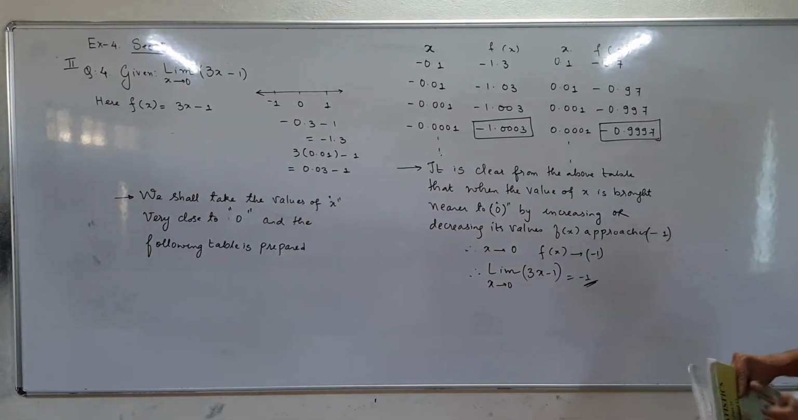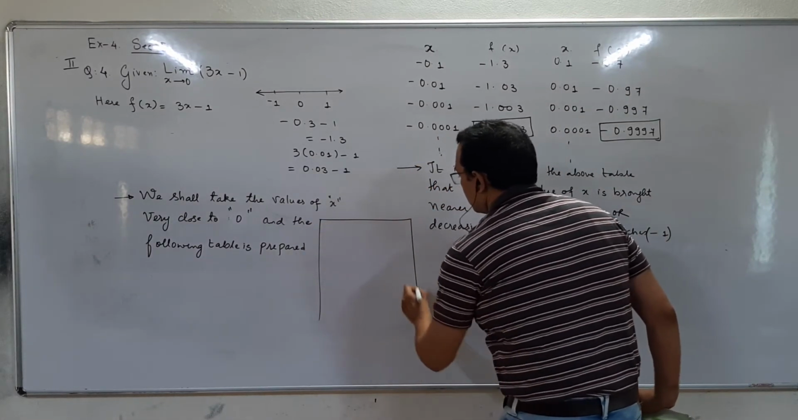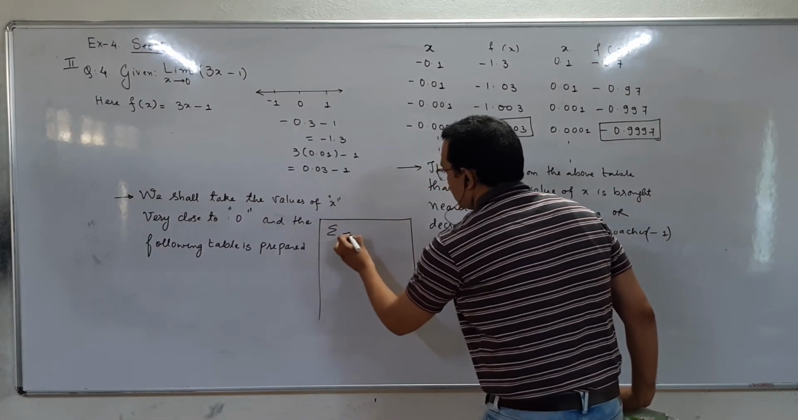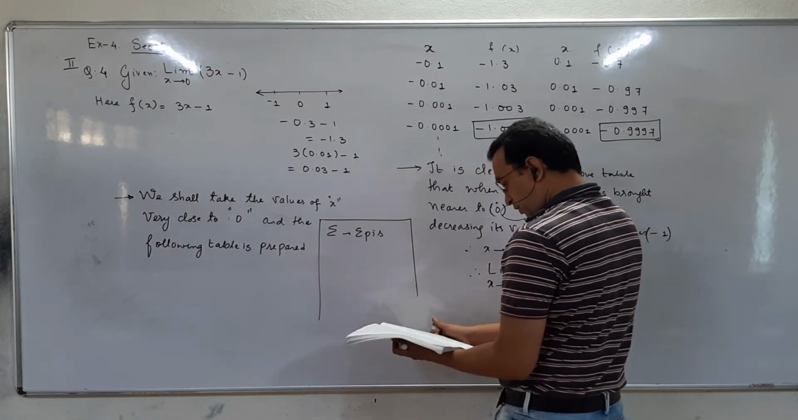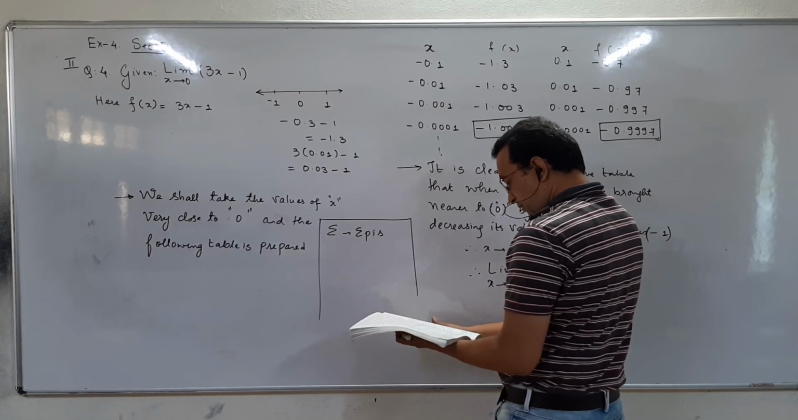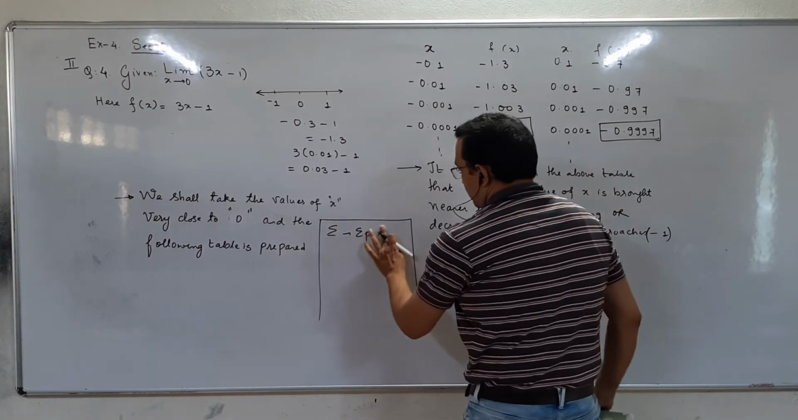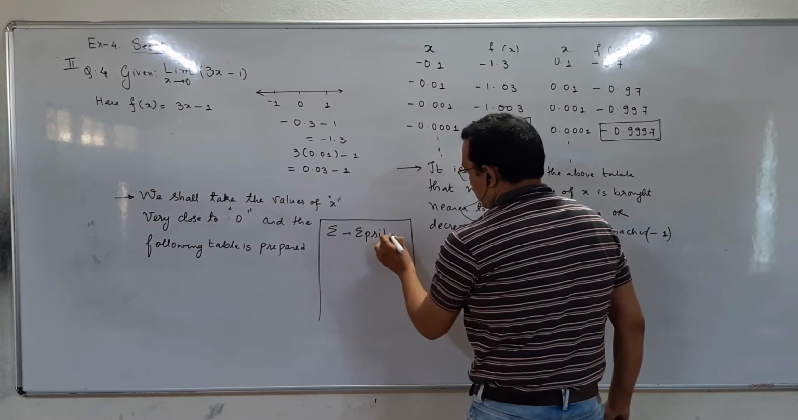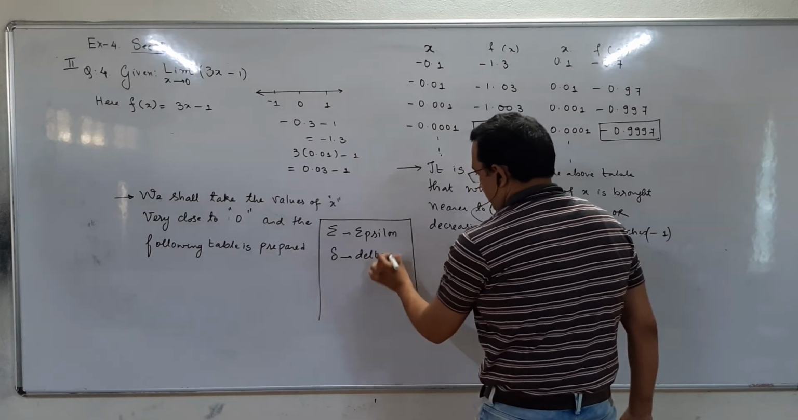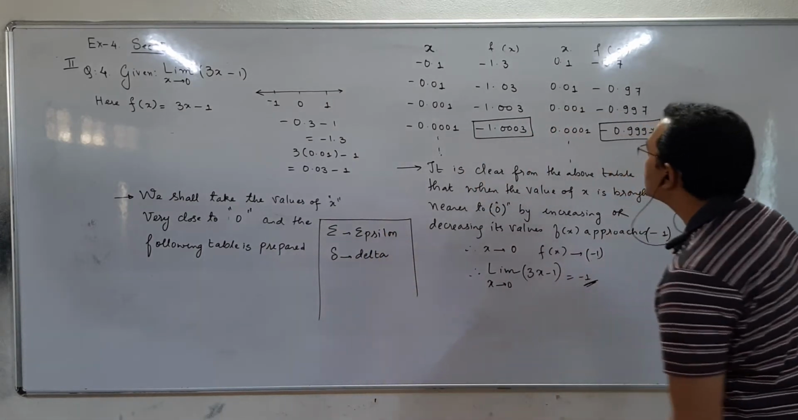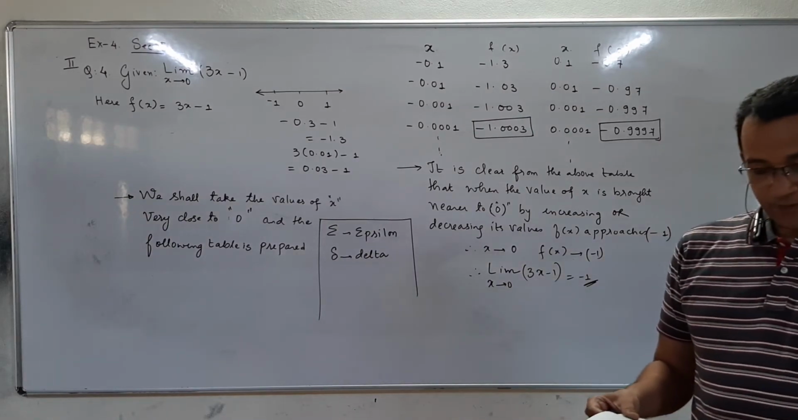Now pay attention. Two new words we are introducing. One is epsilon. Check on page number 146. They have given this epsilon, and this is delta. Now students, what does this definition say?